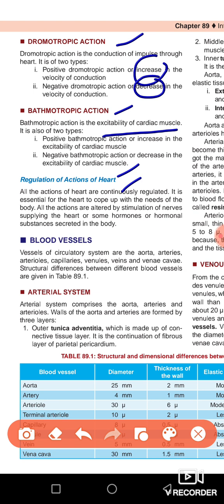All of these actions are going to be performed, but they can increase and decrease, never stop. These things are explained in this paragraph. So what things are regulated in your heart? First is your nerves, and second is your hormones. They can increase or decrease these actions, but not stop them.